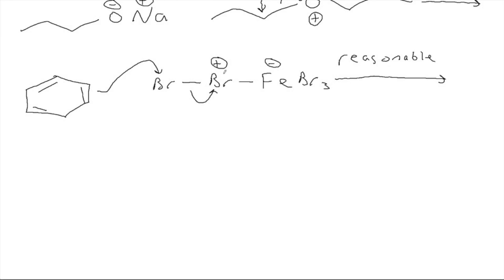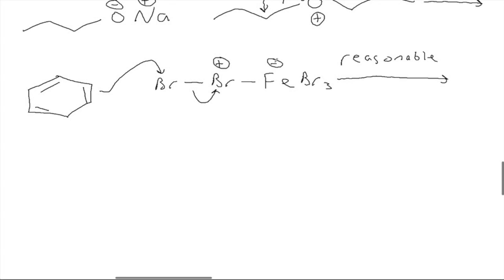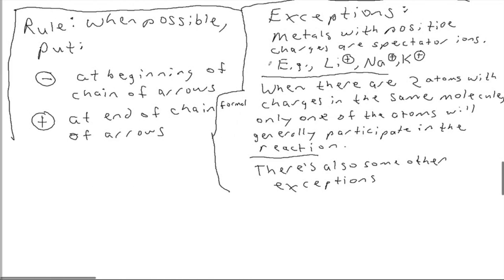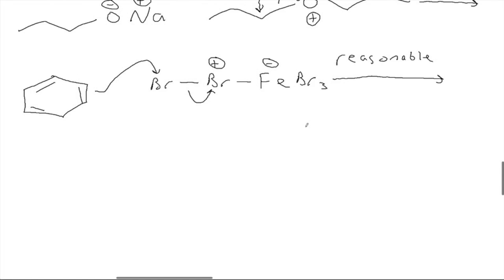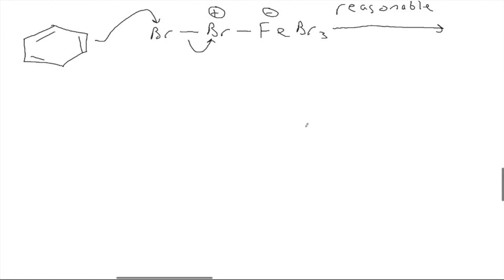Although based on what we've seen so far, it would also be reasonable to use the negative charge on the iron and not use the positive charge on the bromine. But anyway, these are reasonable. You can't expect to use both charges from the same molecule. That's what I meant by this exception. This is the first time we've seen an example of that. If there's two atoms with charges in the same molecule, generally only one will participate in the reaction. So these are actually reasonable arrows. Okay?